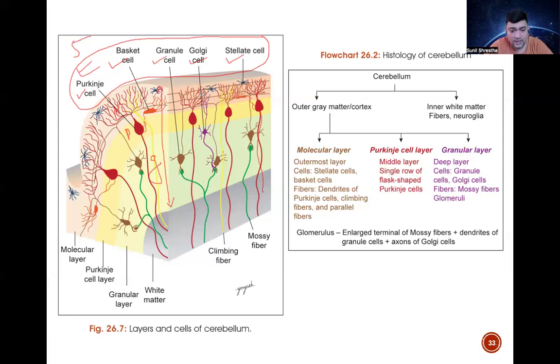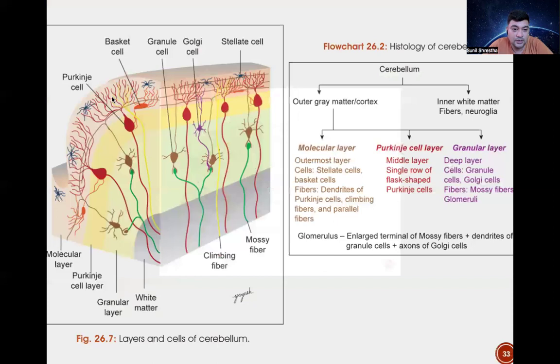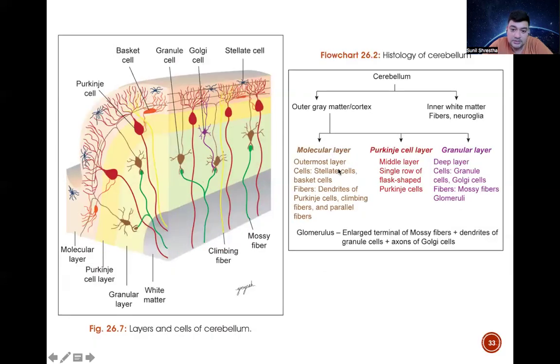Now, the molecular layer is the outermost layer. In the molecular layer you will see two types of cells: the stellate cell and the basket cell. These are the two main cells present in the molecular layer.